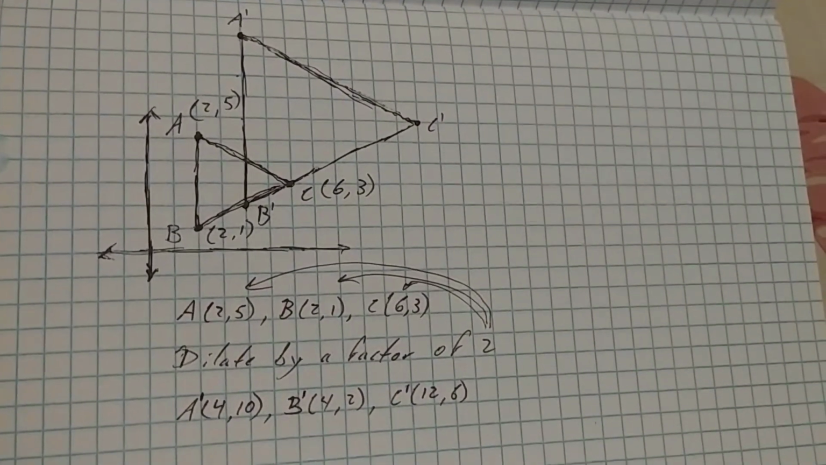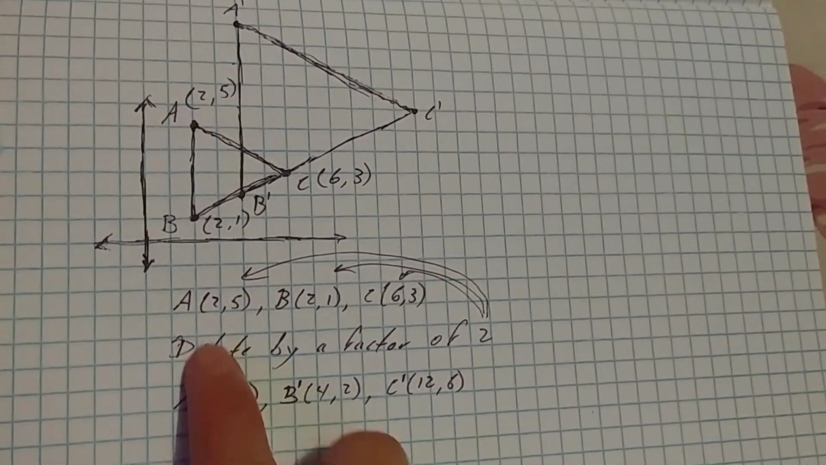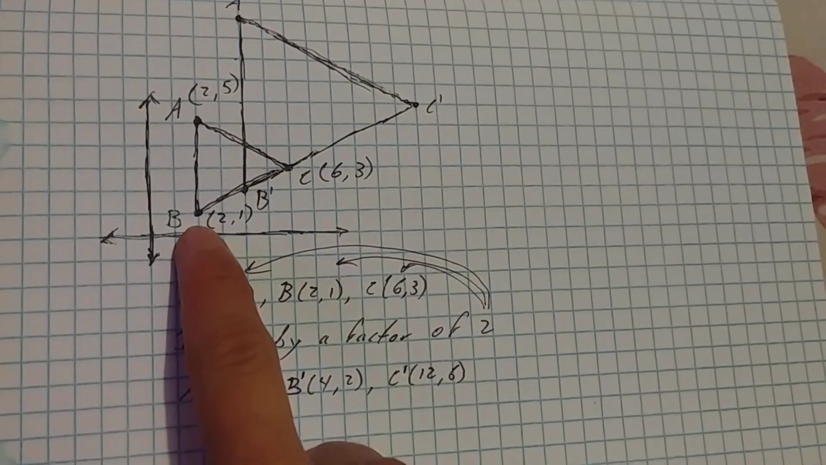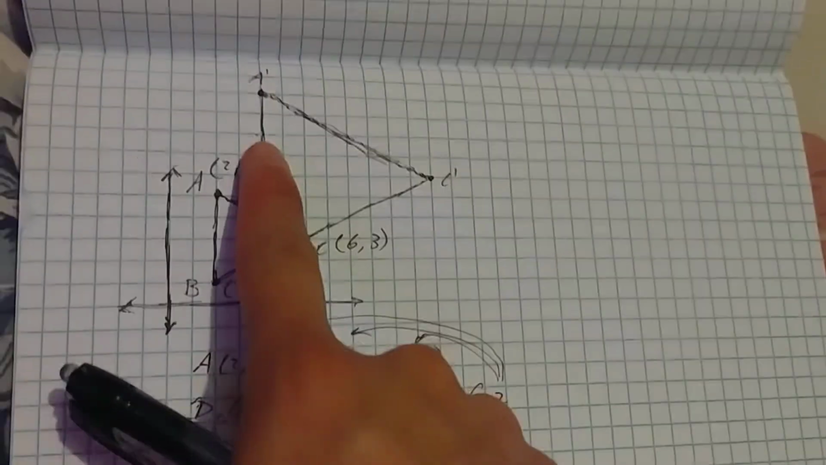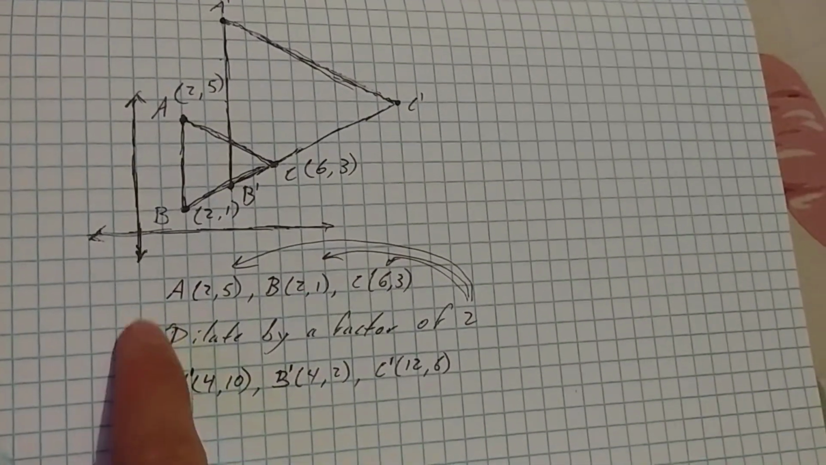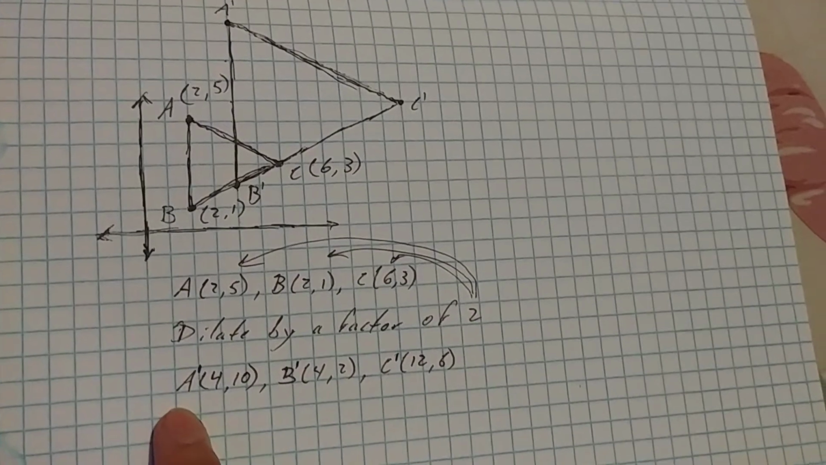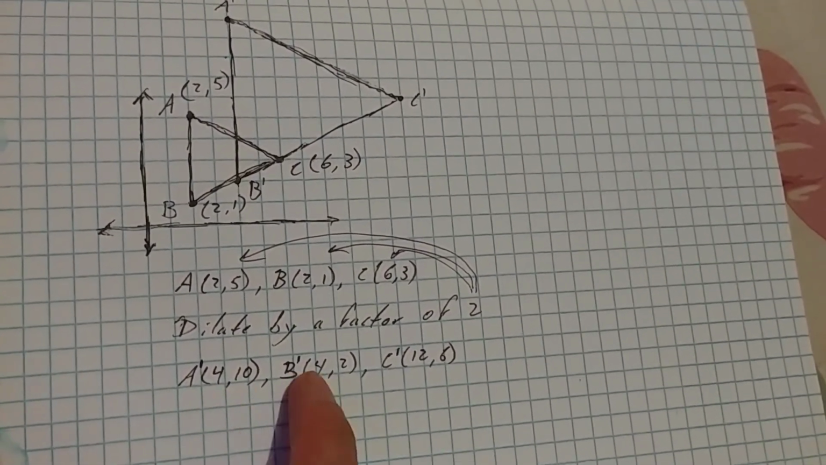Nice. So we found both figures. The original one, A, B, and C, and my dilated figure, A prime, B prime, and C prime. And these are the two sets of vertices: the original set of vertices, A, B, C, and the new vertices for the dilated figure, which are A prime, B prime, C prime.